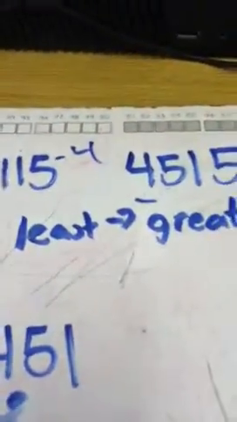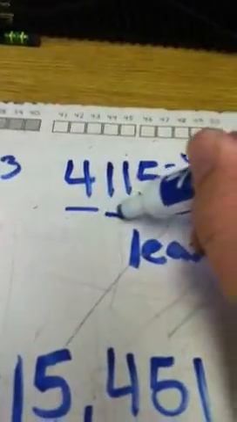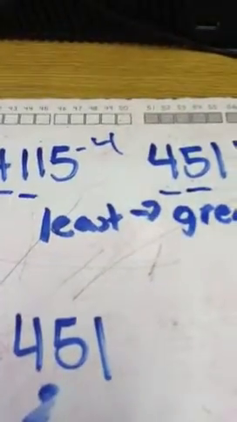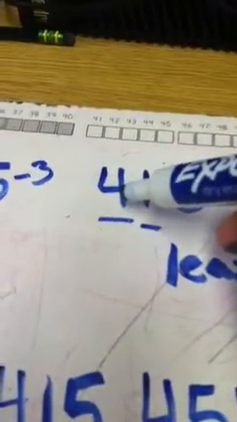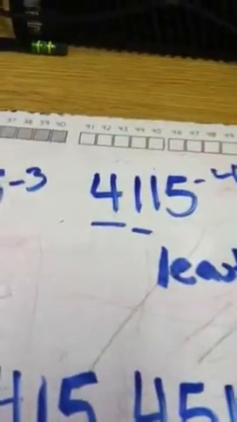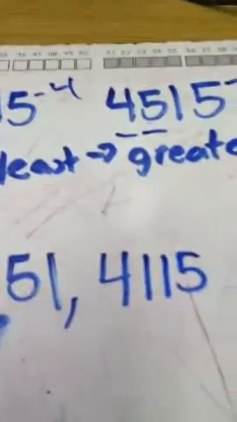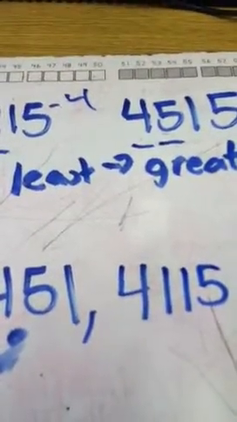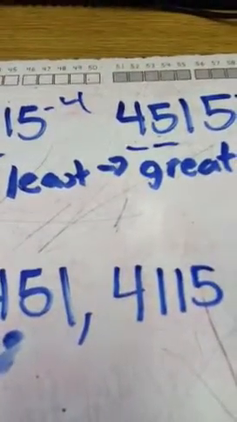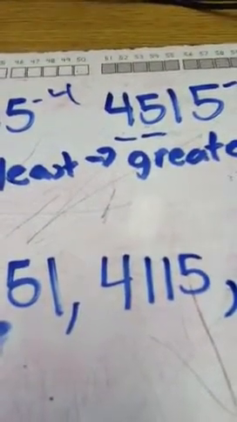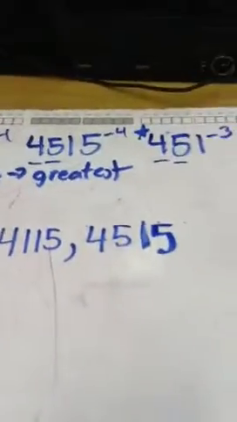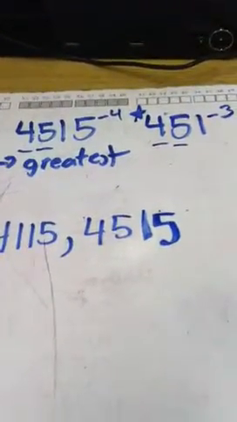So starting on this number, I have a 4 and a 4. When I get to the hundreds, I have a 1 and a 5. Since they're different in the hundred spot, what I want to do is I want to look, see I have a 1, I have a 5. I'm going to put that 1 first since I'm going least to greatest. I'm going to put down my 4,115, and then I'm going to put down 4,515 as my fourth number.